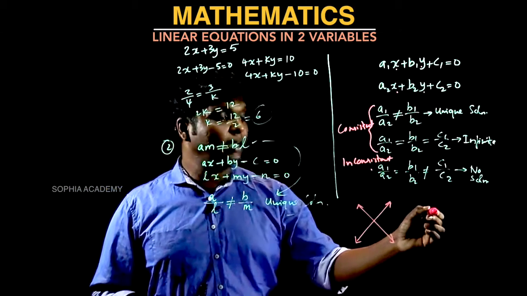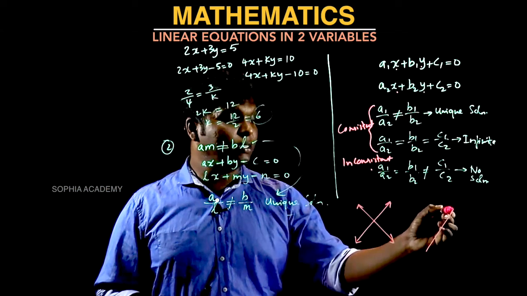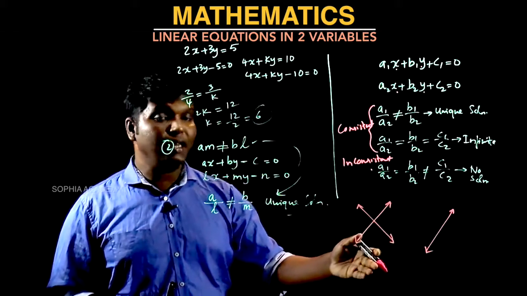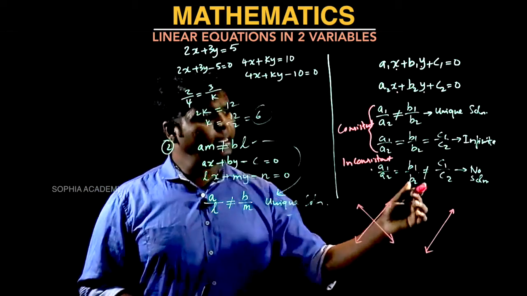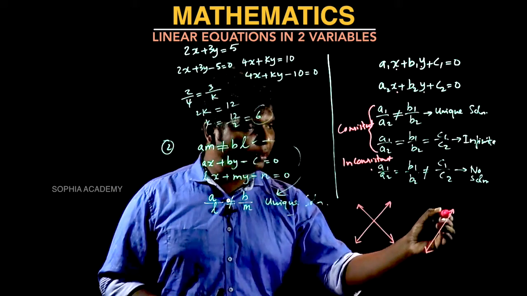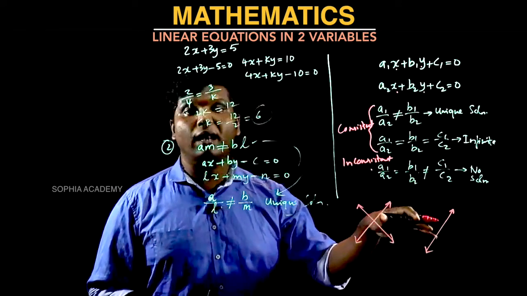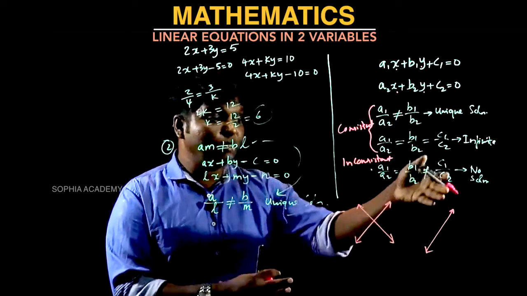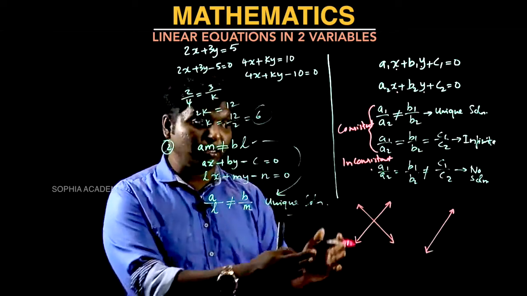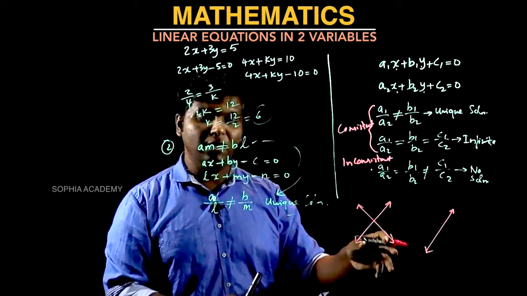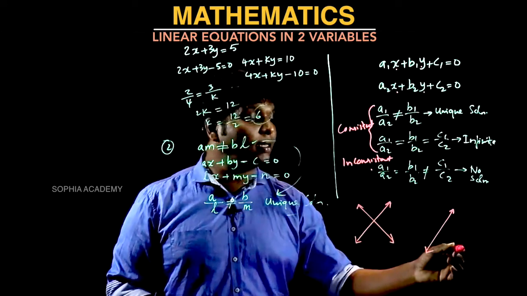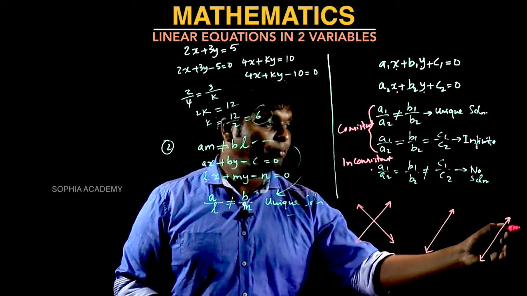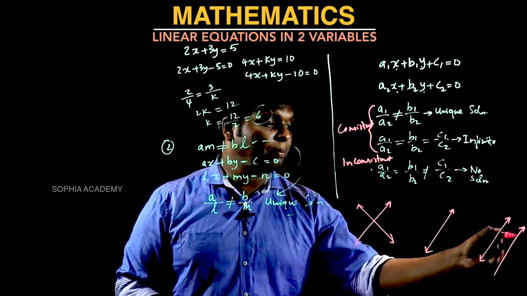Then the second case is that if you're drawing the graph using the equations, the first line will be a straight line, and the second line also will be on top of that one. That means it's overlapping, it's coincident. You can't see the second line because it's exactly on the first line itself. Actually, there are two lines, one above another. That's the second condition. And the third condition is that the lines may be passing parallel to each other.